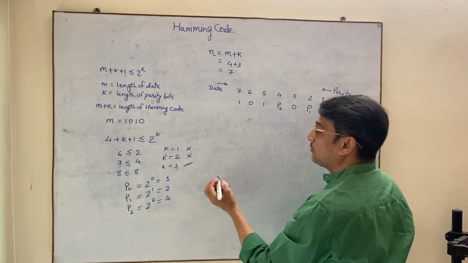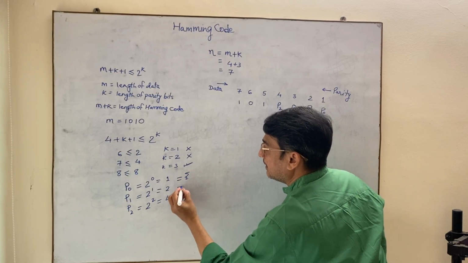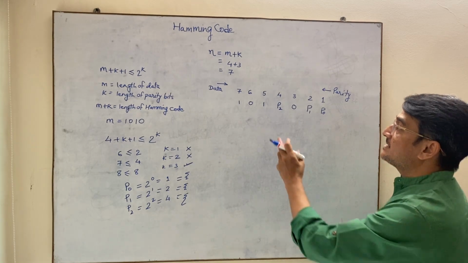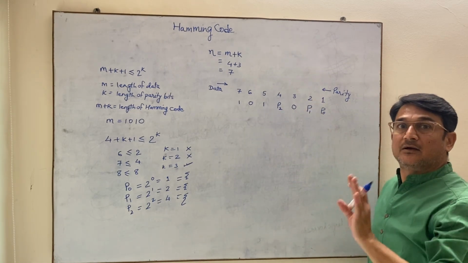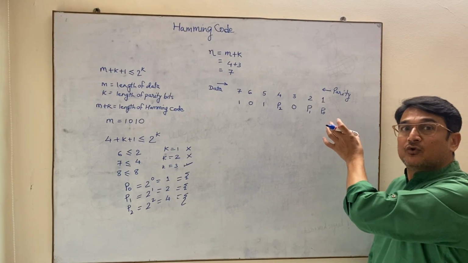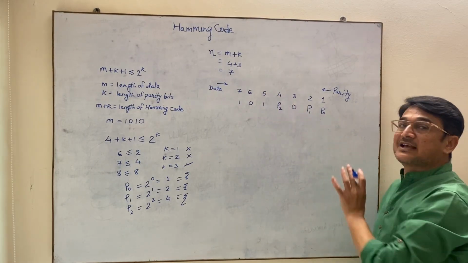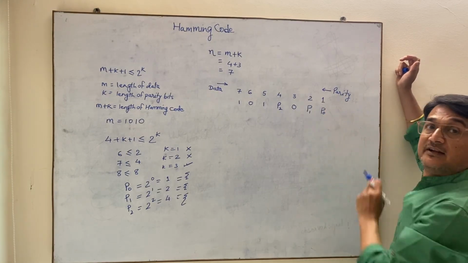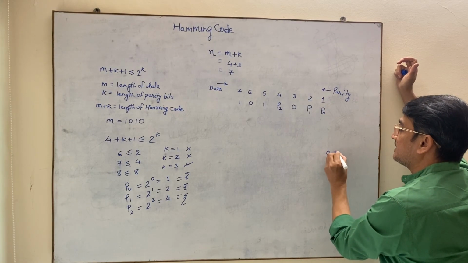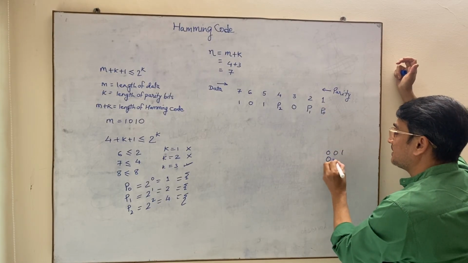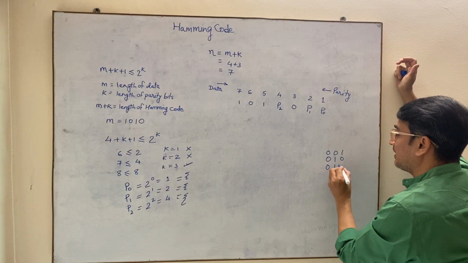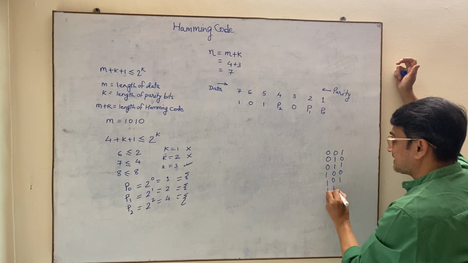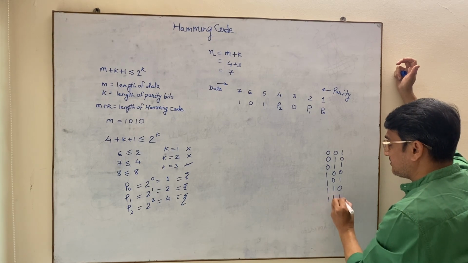So for that we need to again calculate P0, P1 and P2 by one method. Now you have 7 digits. So now what you will do, you will convert these 7 decimal numbers into their corresponding binary numbers. The binary conversion of 1 is 001, 2 is 010, 3 is 011, 4 is 100, 5 is 101, 6 is 110 and 7 is 111.